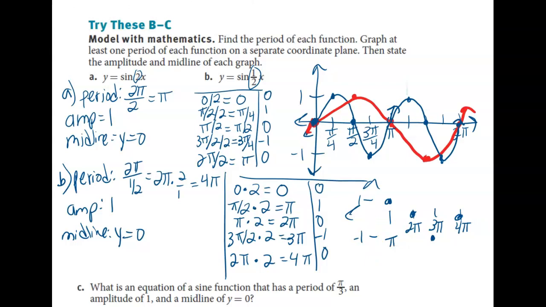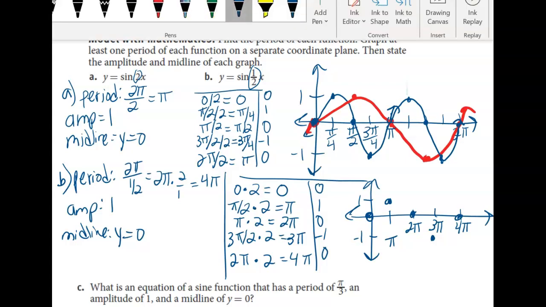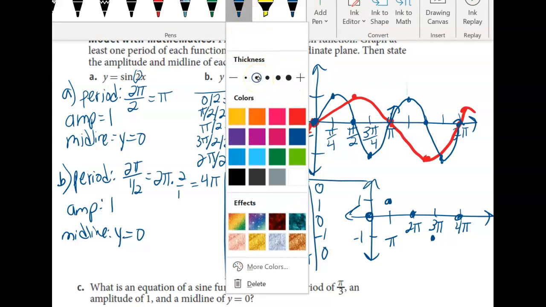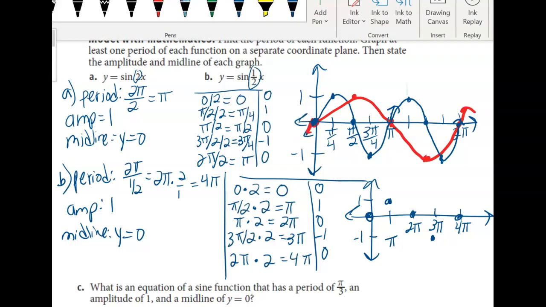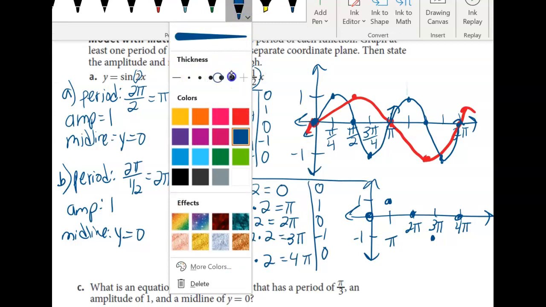Alright, so here, I'm erasing everything. Sorry guys. Give me a marker back. Okay.